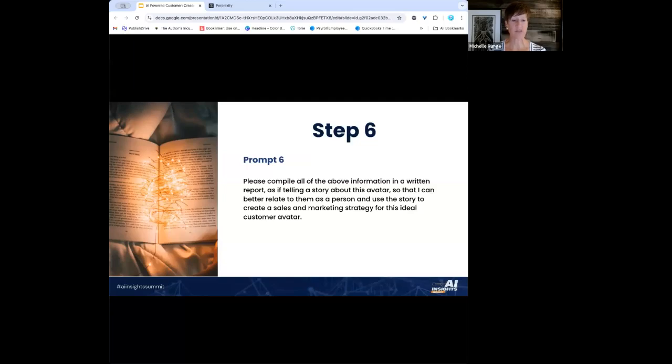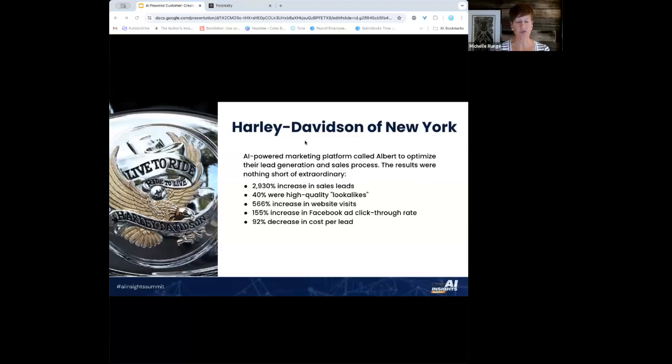Now what I wanted to do is share with you a real world example of somebody who also took a look at their AI powered avatar and got some pretty great results. So I'm sure most people have probably heard of Harley Davidson. They are what I call a legacy brand. They have some of the top rated motorcycles out there. And they implemented an AI powered marketing platform called Albert to optimize their lead generation and their sales process. And their results were ridiculous.